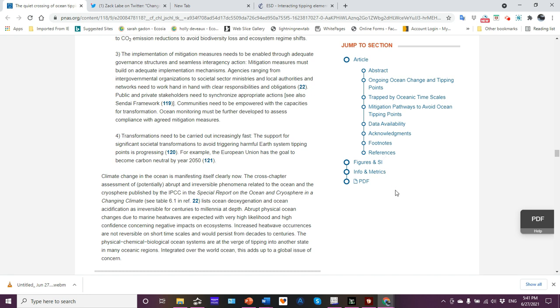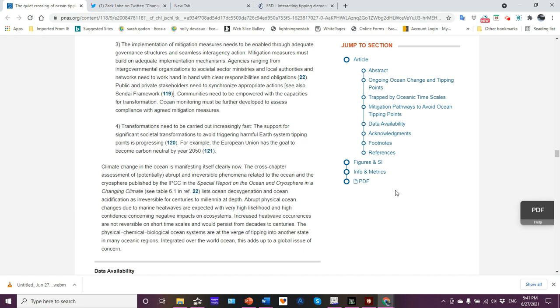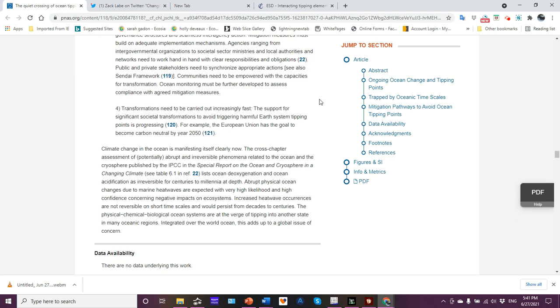This is a lot of hand waving, in my opinion. Sorry, it just is. We need to do this and do that, and nothing ever happens. And once again, scientists make recommendations. It's the politicians that need to implement the policy recommendations.